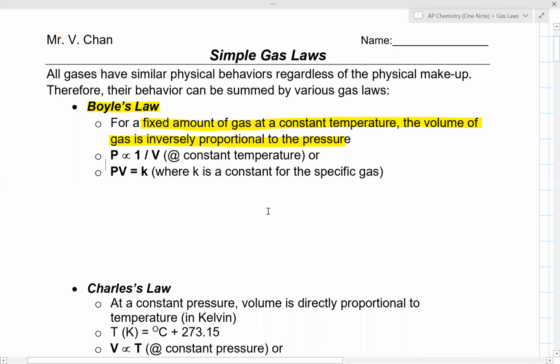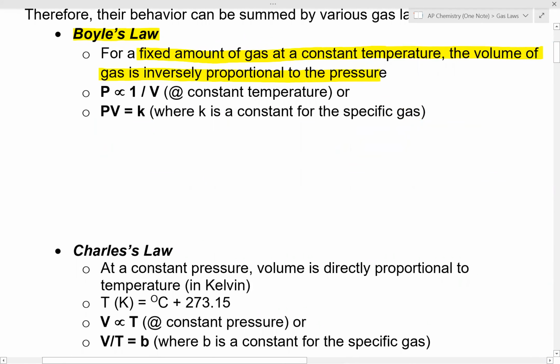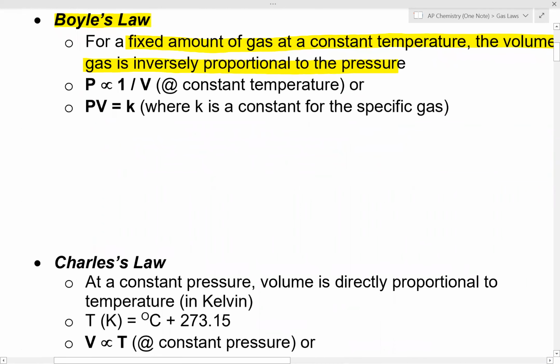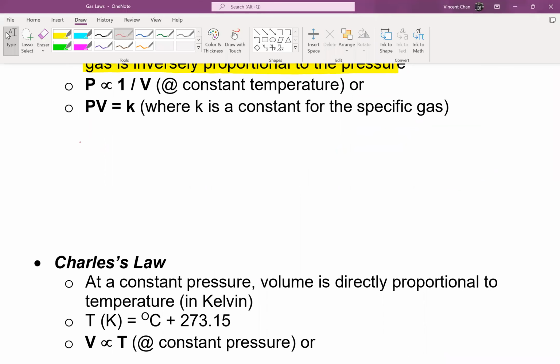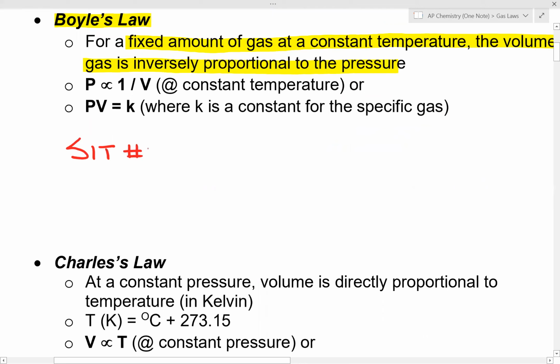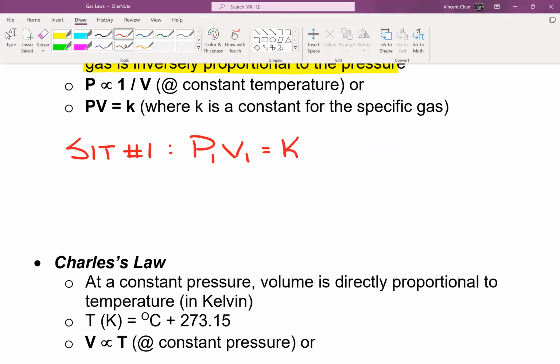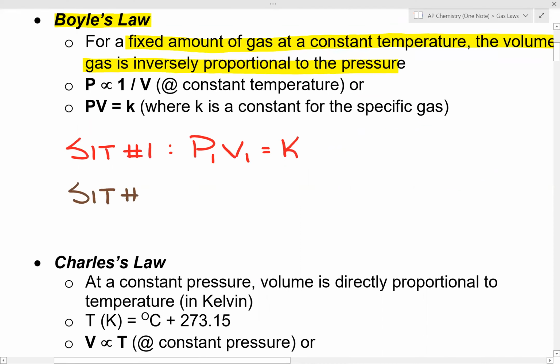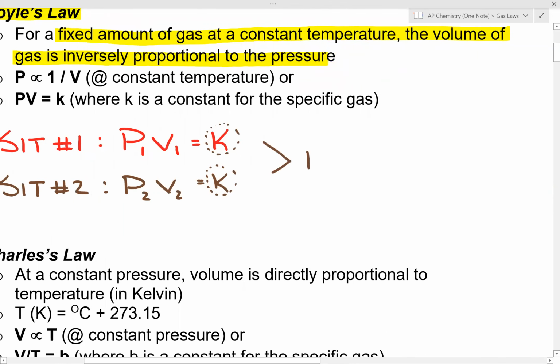Now, if we were to make it into an equation, if we took the pressure times the volume, we would get a value of K, where K is a constant for a specific gas. So let's say we had situation number one, where we have P1 V1 is equal to K. In another situation with the same gas, we have P2 V2 is equal to K. If K is the same, we can say P1 V1 is equal to P2 V2. Okay? That would be Boyle's law.